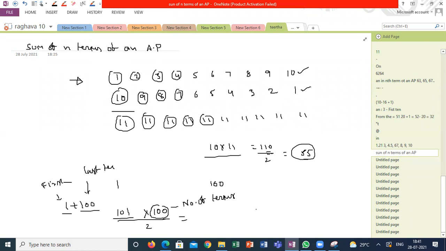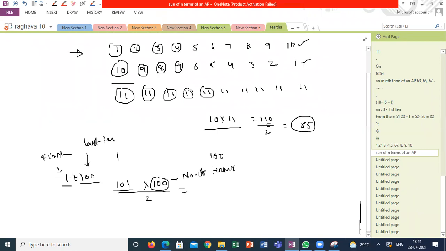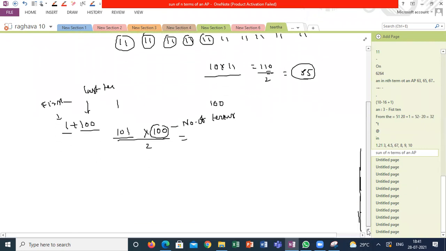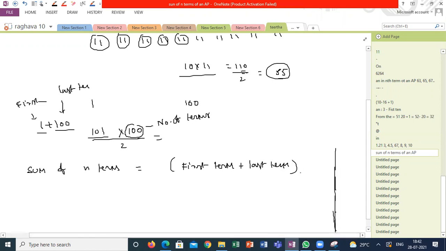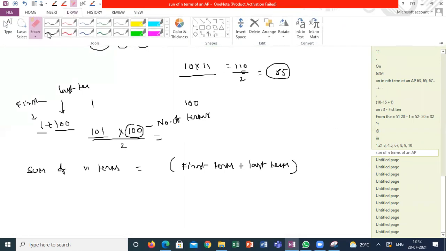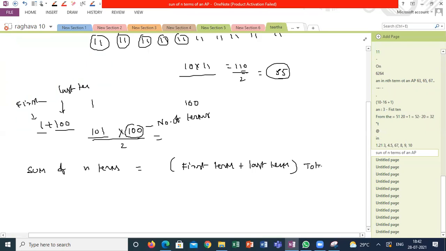This can be written as a formula. If I'm asking you to write the sum of n terms, it can be written as first term plus last term, into total number of terms, divided by 2. Why is it 2? Because you are adding the series 2 times. That's the reason you are dividing by 2.